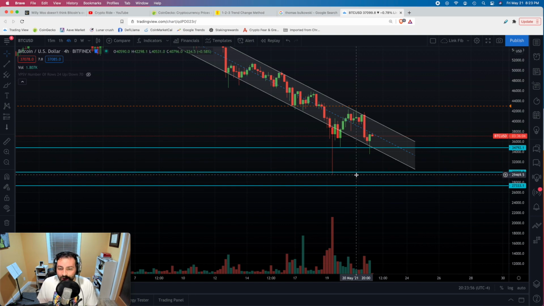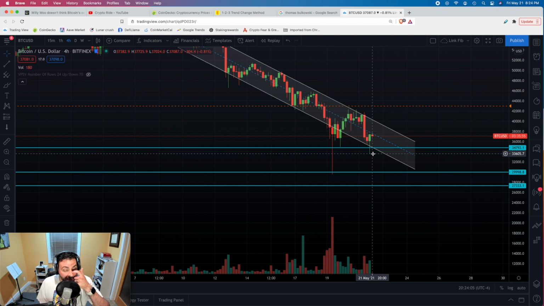So what I want to tell you now is this looks like it could be, hopefully, a higher low. If you can see that this wick here, wick down to about 33,600, and this one over here was really 30,000. So that is potentially a higher low.